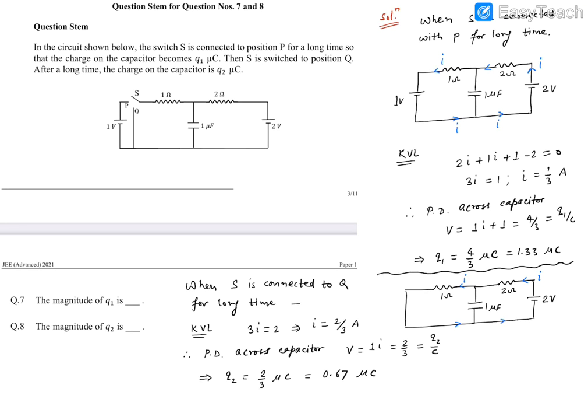Passage containing question number 7 and 8. So this is the question stem, and we need to answer question number 7 and question number 8, which are asking basically Q1 and Q2 values.